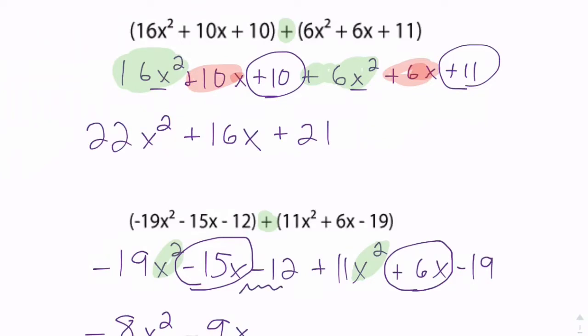And then I have negative 12 and negative 19. Always be careful of the signs here. If I were to be using a calculator, I would type in everything else just like I see it here, negative 12 minus 19 or negative 12 plus negative 19 gives us negative 31. So our final answer here, negative 8x squared minus 9x minus 31.